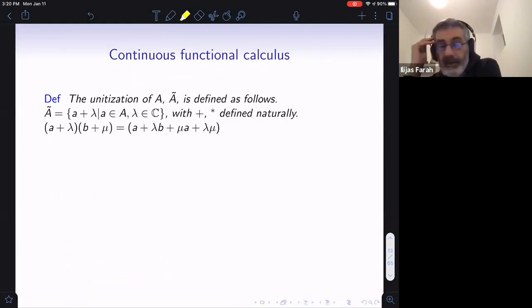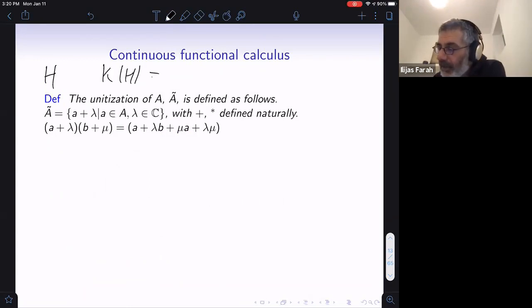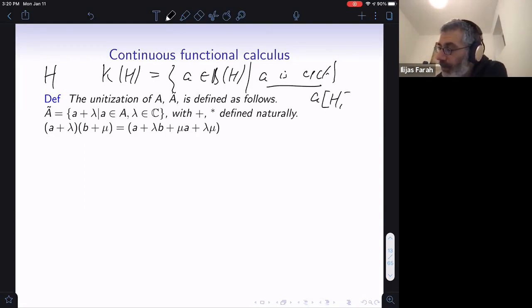Here is another thing that we'll be using a lot. If you have a non-unital C-star algebra, maybe I should give an example of one. If you fix a Hilbert space H, K of H is all operators A on the Hilbert space H such that A is compact. In other words, if you look at the image of the unit ball of your Hilbert space, it is compact in the weak topology of the Hilbert space. Or, equivalently, this is the norm closure of all operators whose rank is finite. So this algebra doesn't have a unit if H is infinite dimensional.